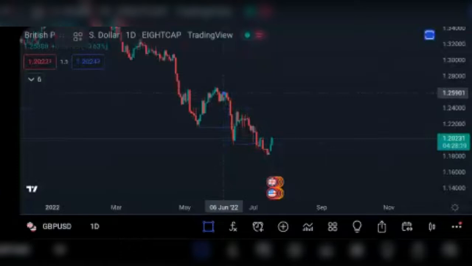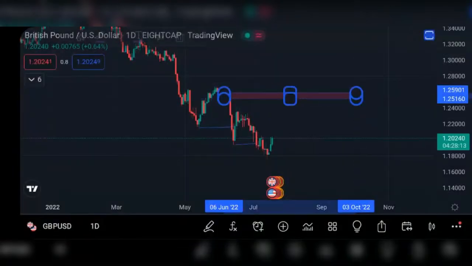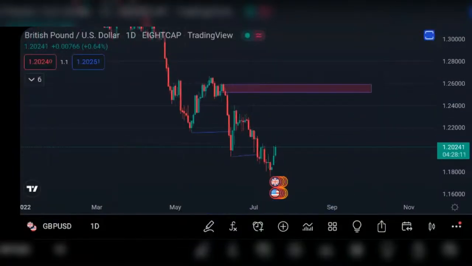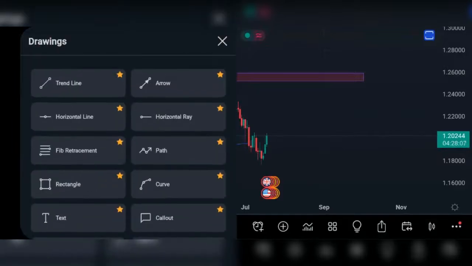We have another block here. When you are trading order blocks, you must be very careful of liquidity, because that's one of the things that is to cash us liquidity. We have another order block here. We also have another order block here. We have another order block here.